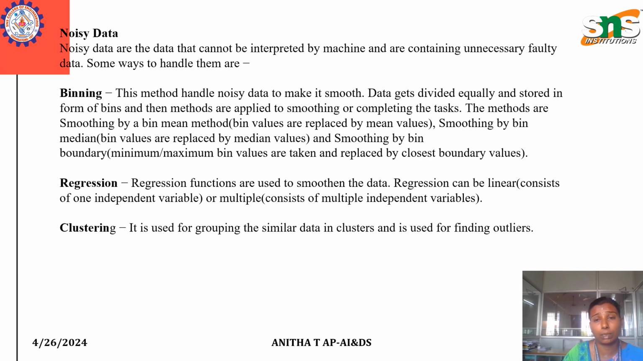Bin values are represented by mean values. Smoothing by bin median: bin values are replaced by median values. And smoothing by bin boundaries: minimum or maximum bin values are taken and replaced by the closest boundary values. Then regression. Regression functions are used to smoothen the data. Regression can be linear or multiple. Clustering is used for grouping similar data into clusters and is used for finding outliers.